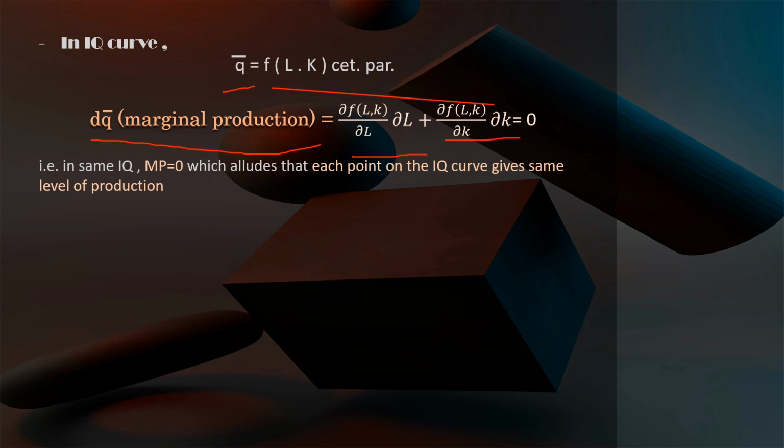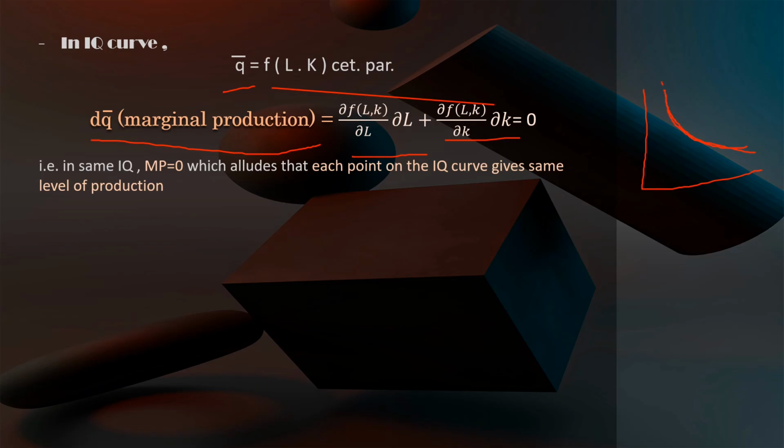Now what is marginal production? Marginal, to put it very easily, the extra output that a company or a firm achieves by employing one extra unit of input in the production is what marginal production is basically all about. So that is, in an IQ curve, the marginal production is 0. That is, there's no increase of production or there's no extra units of production that is being produced.